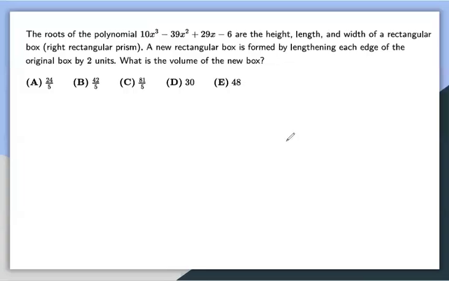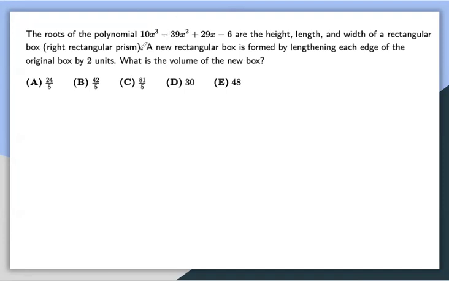Hello, everyone. So we have another AMC problem. This is a polynomial problem. The roots of this third degree polynomial are given as three sides of a rectangular box. A new rectangular box is formed by increasing each edge by 2 units. Based on this, what is the volume of the new box?